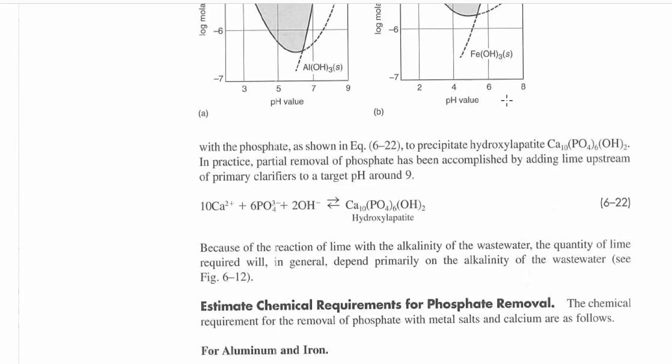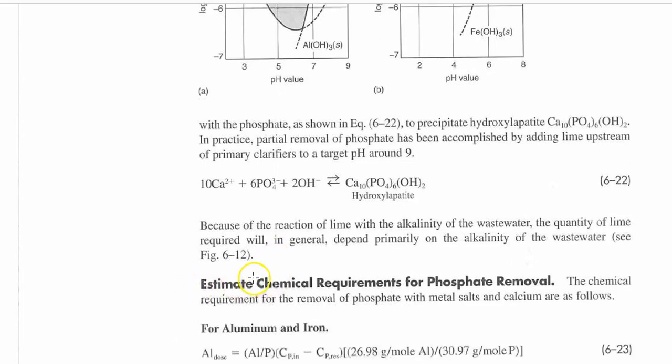All right, now here's a little bit about calcium phosphate, and you see here is a calcium phosphate you can get by coagulation. But that's not where we want to go. We want to go in and do a bit more real estimates of chemical requirements for phosphate removal. But let's make that into a new video and stop this one here.